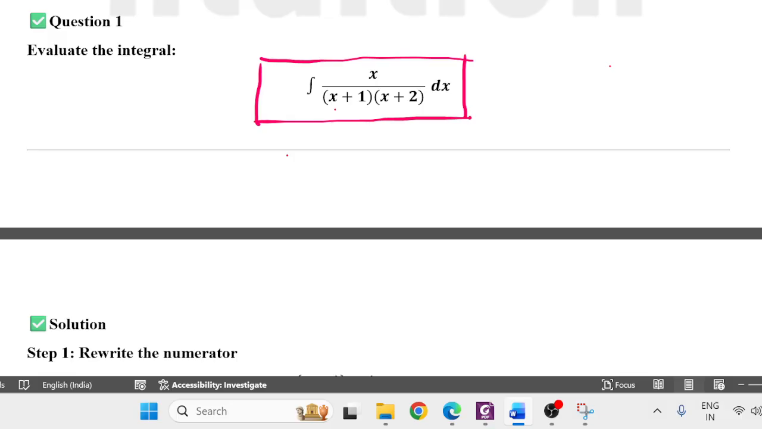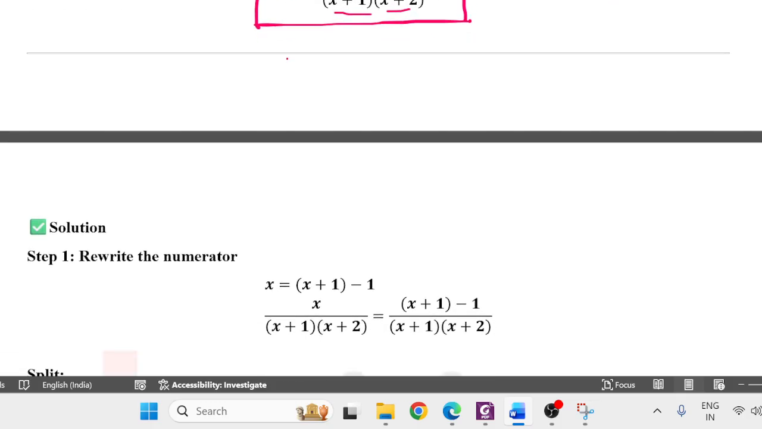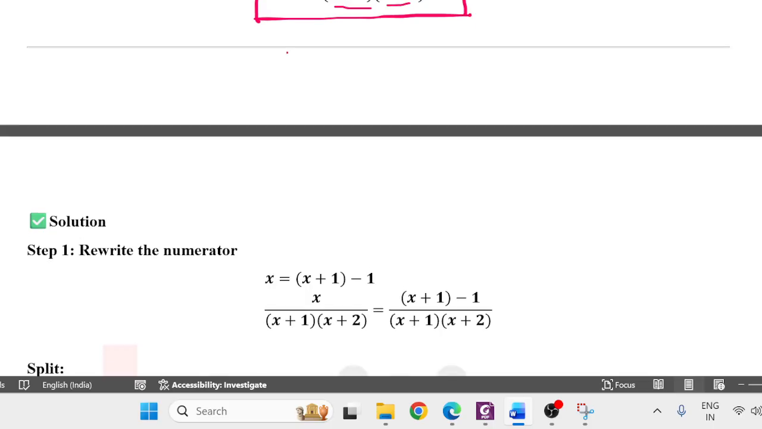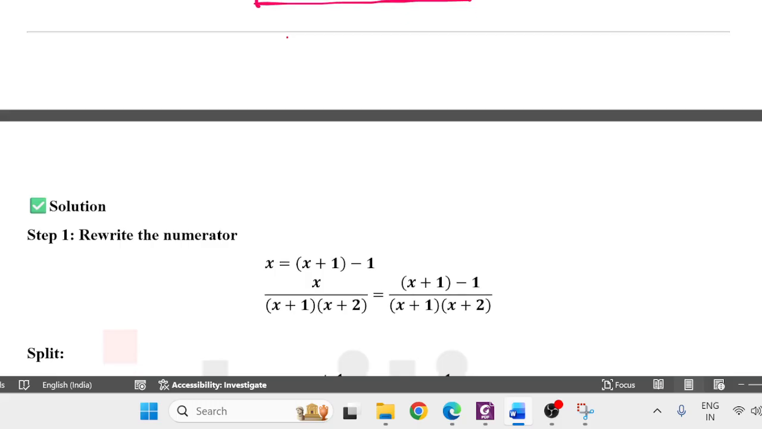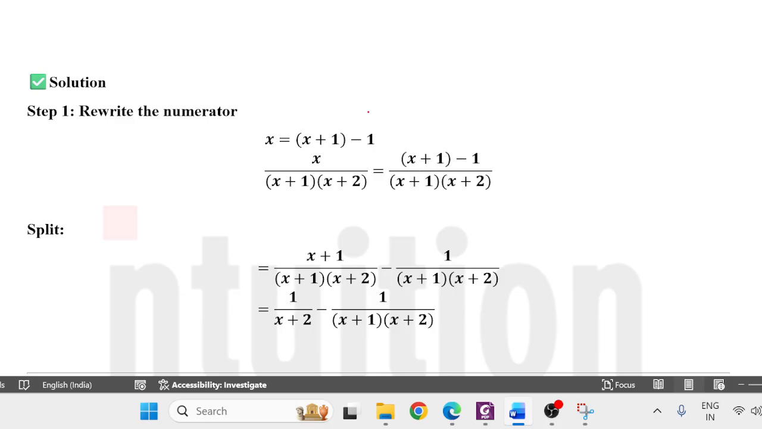So these are the two things, x plus 1. Now let's see how to write the numerator. The numerator is x, and the denominator. I gave you the trick: you have to cancel one of the terms from the denominator. So the technique we are applying is I'm just writing x plus 1 into this.